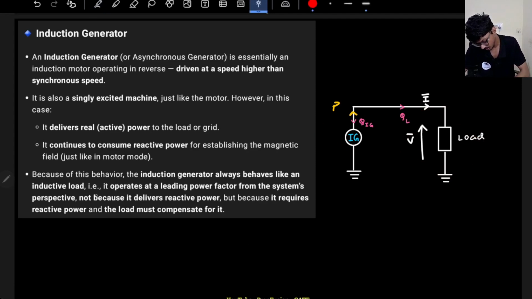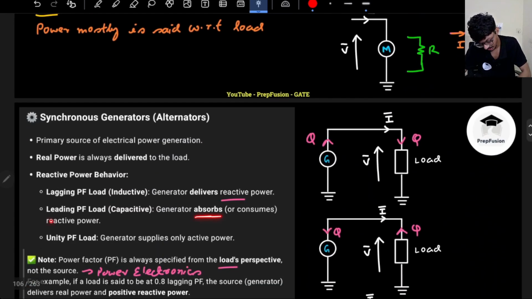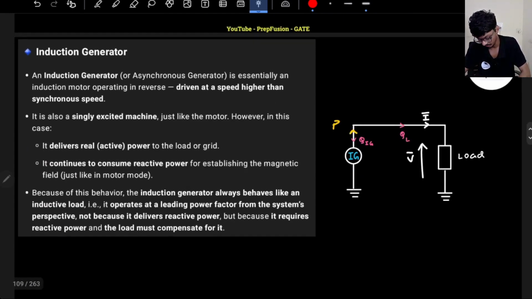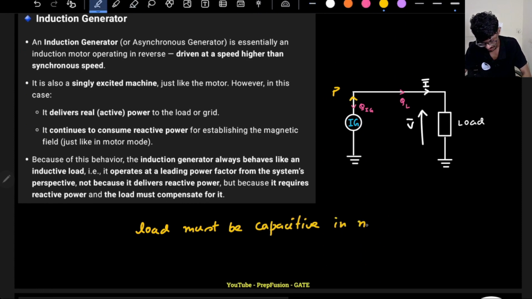So here the same thing is written. Because of this, the induction generator always behaves like an inductive load. It operates in leading power factor, right? Whenever the generator absorbs reactive power, it is said to be operating in leading power factor. Basically the load must be in leading power factor. Basically the load must be capacitive in nature for proper operation.